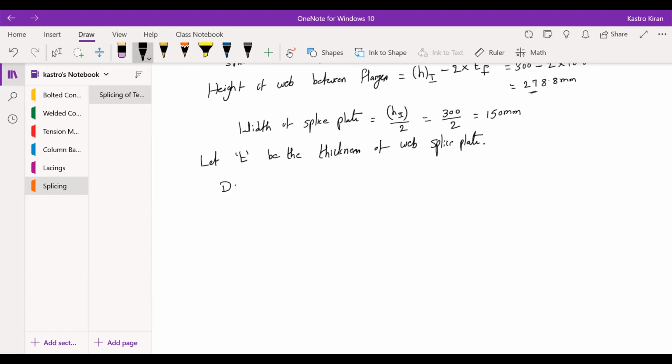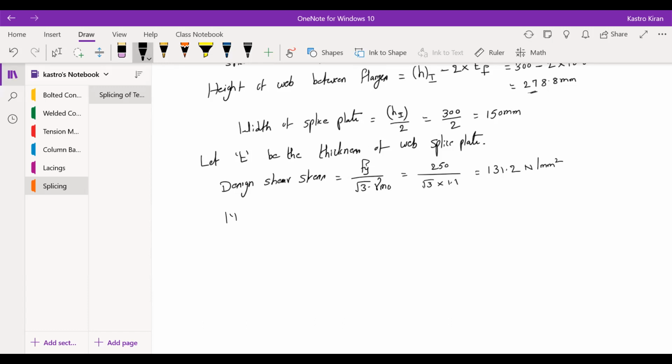So the design shear stress equals, we have a formula that is Fy by √3 into gamma m naught, where Fy is 250 and √3 into gamma m naught is 1.1. So the design shear stress is 131.2 newtons per mm square. Okay, now this value has to be equated to the maximum shear stress.